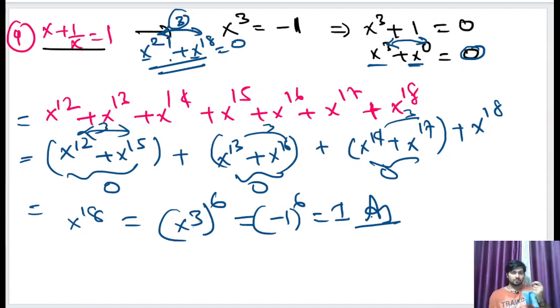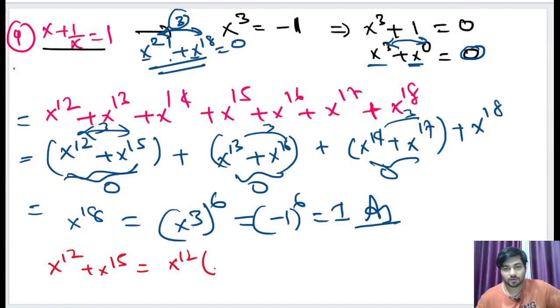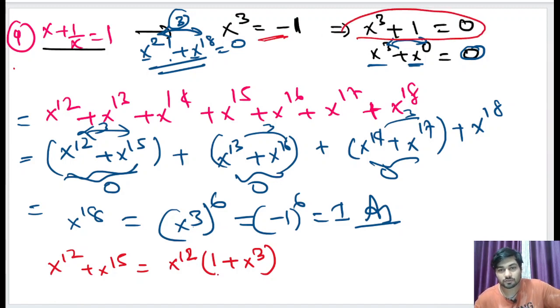If somebody has any doubt about how I made this value 0, let me explain this in a different form. See, if x to the power 12 plus x to the power 15 is here, and if I take x to the power 12 as common, what will I have? I will have 1 plus x to the power 3, right? And see, from this equation I got x to the power 3 plus 1 is equal to 0. So this value is 0. So the whole value is 0.